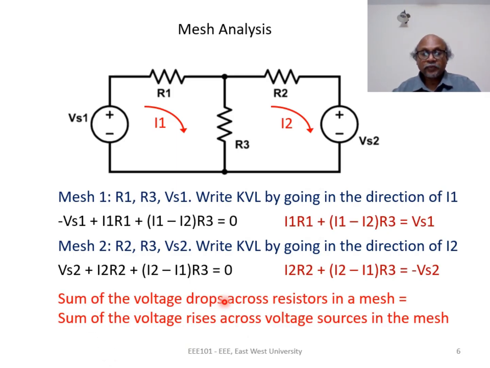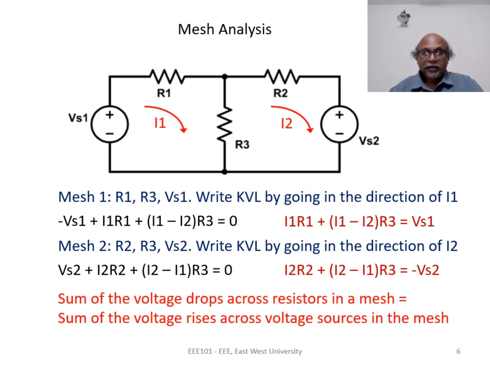The sum of the voltage drops across resistors in a mesh is equal to the sum of the voltage rises across voltage sources in the mesh. On the left hand side, we have voltages across resistances, which are always voltage drops because we are going in the direction of the current. On the right hand side, we have the voltage source terms. The voltage source terms are positive if they are voltage rises, and negative if they are voltage drops. So this summarizes the technique for mesh analysis.